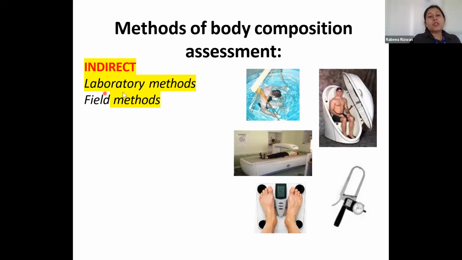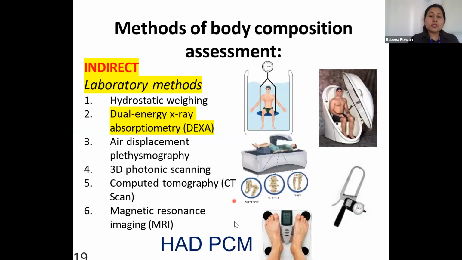So the indirect methods are laboratory methods and field methods. Here are some pictures showing how it can be done, and I will go into more detail in later slides. First, learn the names of the methods and instrumentation procedures, how body composition can be evaluated indirectly in the laboratory. There is no need to dissolve any part of a human being in a chemical solvent, or dissect the whole body, which can threaten life. So that is not possible, but indirect methods are possible.